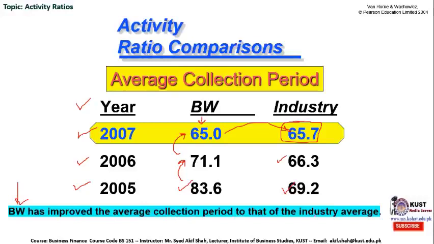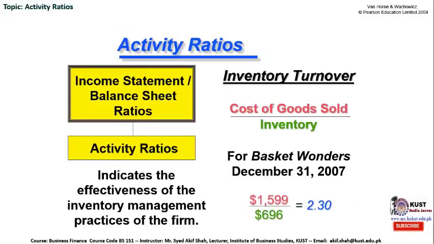This ratio actually tells us about the collection period of the relevant company, which is Basket Wonder in our example. Let us discuss another activity ratio named inventory turnover. Now, what does this ratio explain? We have a short narration. It indicates the effectiveness of the inventory management practices of the firm. It means whether there is poor inventory management in the company or good inventory management in the company.